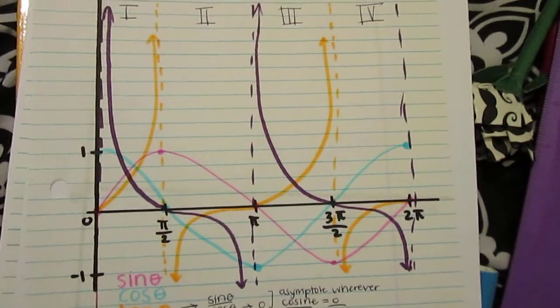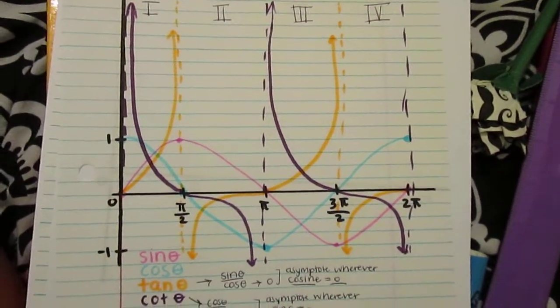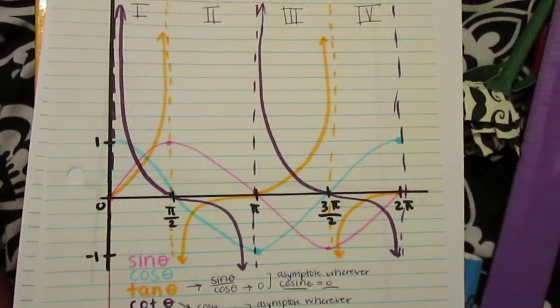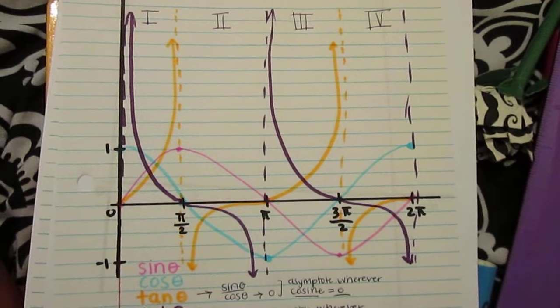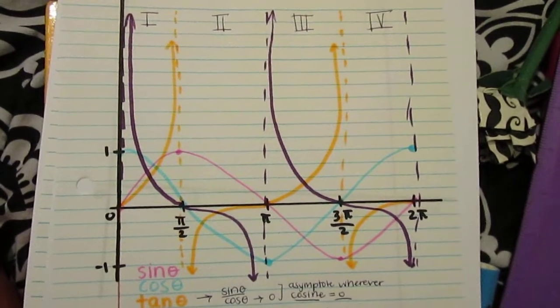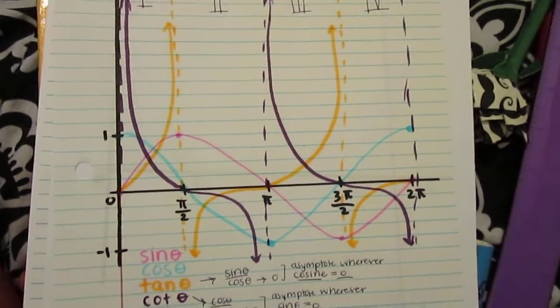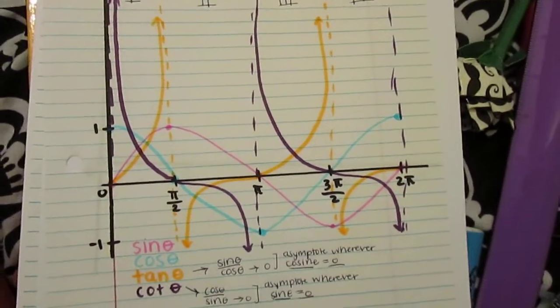Okay, so this is a graph of sine, cosine, tangent, and cotangent all in the same graph. And we're answering the big question number 2: how do the graphs of sine and cosine relate to the others? So how they relate to tangent and cotangent, we see in the asymptotes.